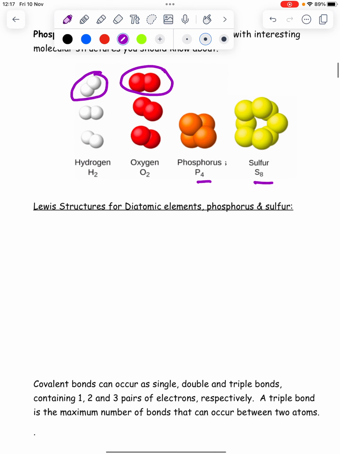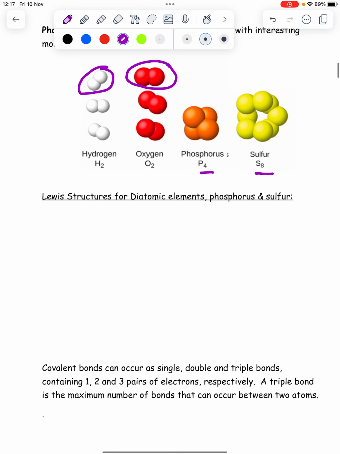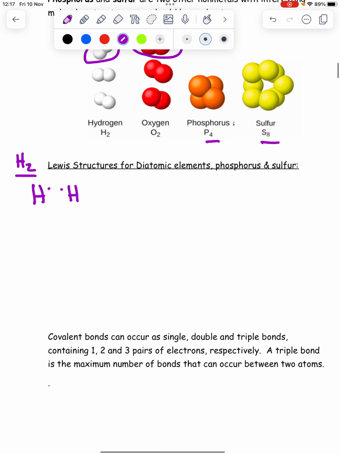Okay, so let's try to draw these as Lewis structures. For hydrogen, hydrogen has 1 valence electron. We represent electrons with dots. And the other hydrogen has a dot. We go into this knowing that the formula is H2. So I want to show those hydrogens sharing the electron pair. One way to do that is to just draw the pair of dots between them, and that implies that that pair between them is being shared.